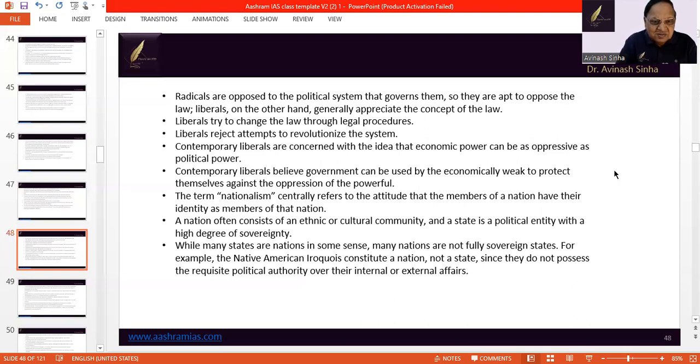Now, next comes the attitude of nationalism. What is this nationalism? The term nationalism centrally refers to the attitude that the members of a nation have their identity as members of that nation or that country. A nation often consists of an ethnic or cultural community, and a state is a political entity with a high degree of sovereignty. So now there is a difference between a nation and a state.